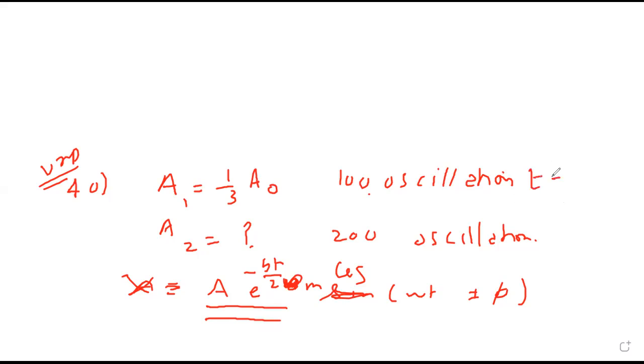What is time taken for 100 oscillation? Can I say 100 T? And for 200 oscillation, 200 into T. एक oscillation का time is time period. So 100 oscillation 100 T, 200 oscillation 200 T.